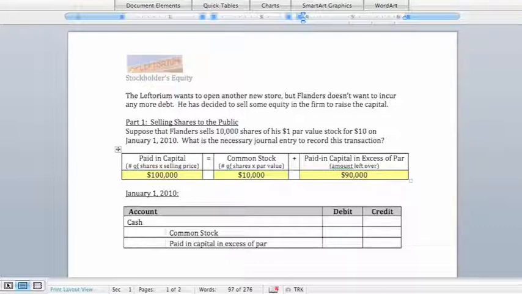And so our entry in this case is going to entail a debit to cash for the amount raised, or $100,000. And then our credits are going to be $10,000 to common stock to reflect this money that we're holding back to protect creditors. And then any leftover amount is going to be designated as paid-in capital in excess of par, and again, that was $90,000.